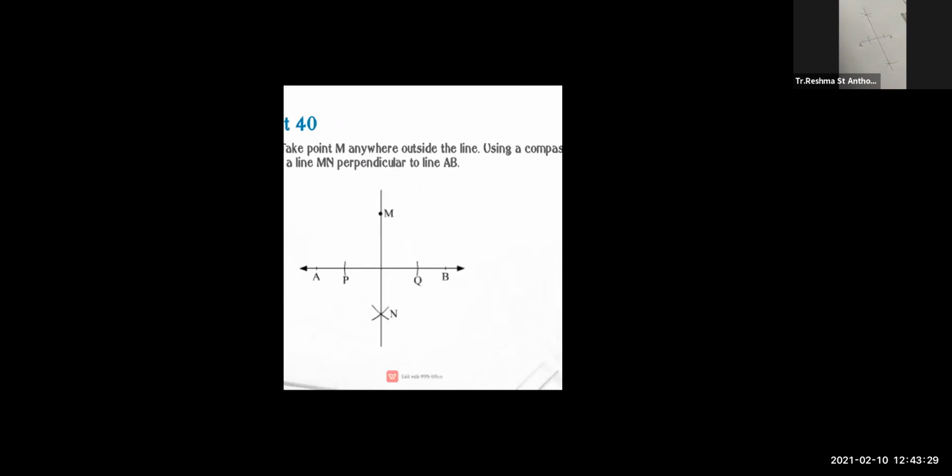Here you are going to give the name, that is M, N. And this cutting also you are going to give name P, Q. I told each and every cutting should have a name. So here PQ, here MN. So line AB is perpendicular to line MN. Line AB is perpendicular to line MN.